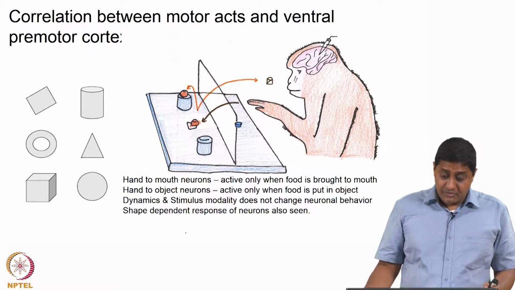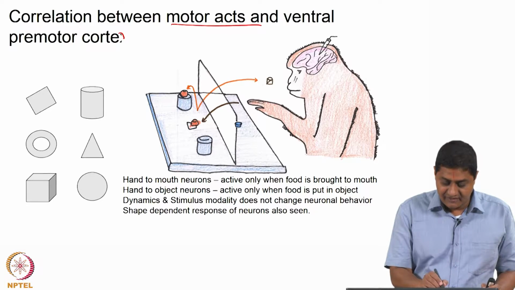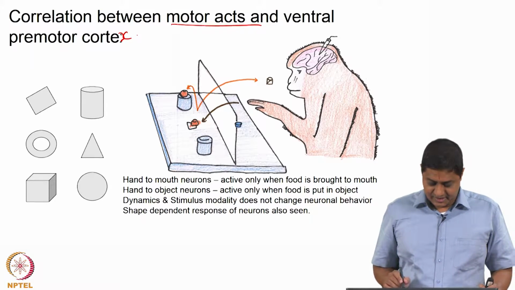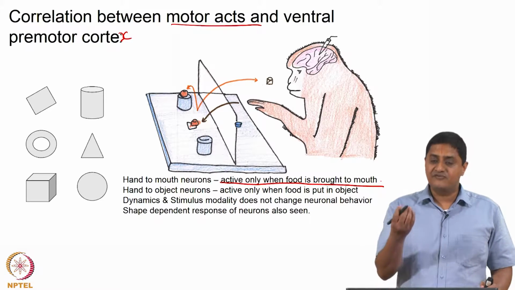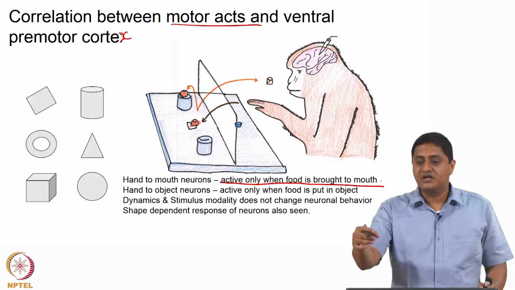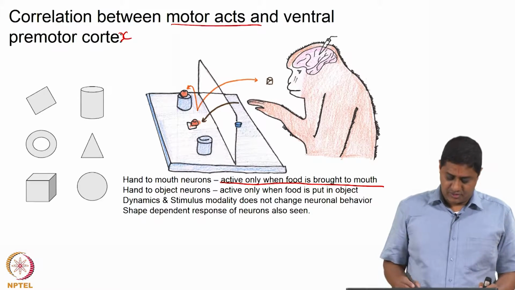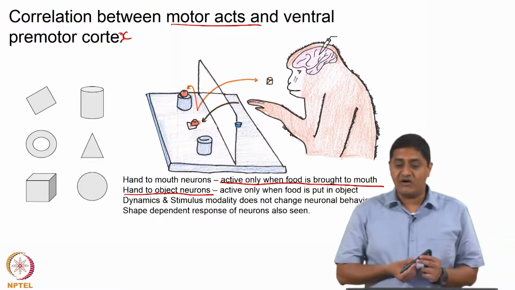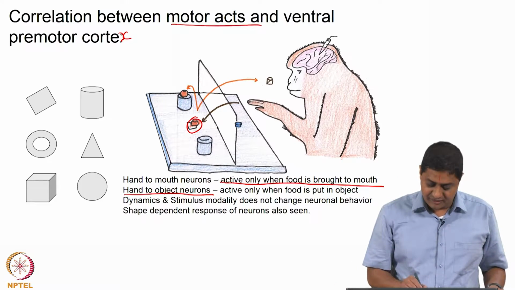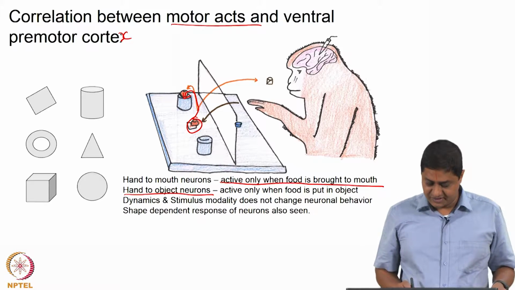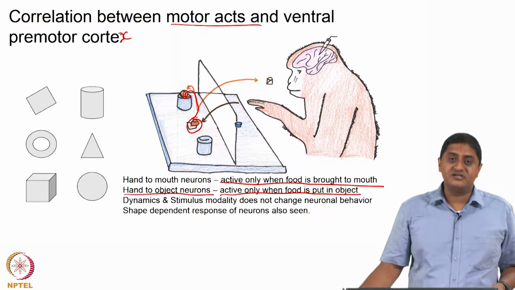Also important to note is the correlation between specific motor acts and the activity in the ventral premotor cortex. There are neurons that are active only when food is brought to the mouth. Suppose food is placed in a source and the instruction is to bring the food pellet to the mouth. Then a specific set of neurons are active only when the food is brought to the mouth. Then there are hand to object neurons. These neurons involve transportation of the food pellet from one place to another destination. For example, if this is a food source, transporting it to a different destination involves hand to object neurons.